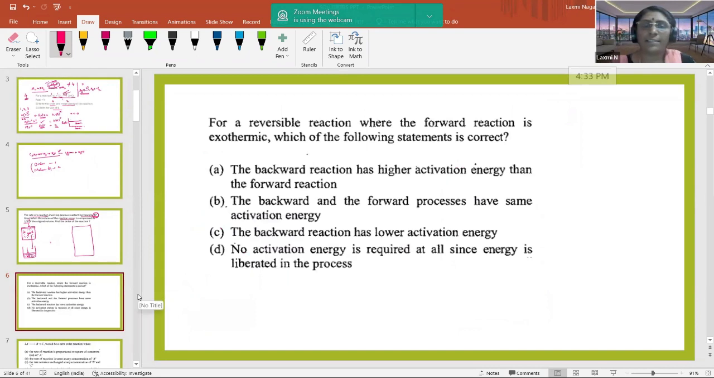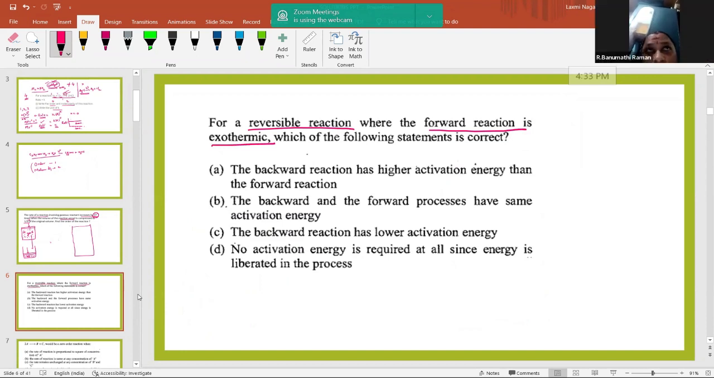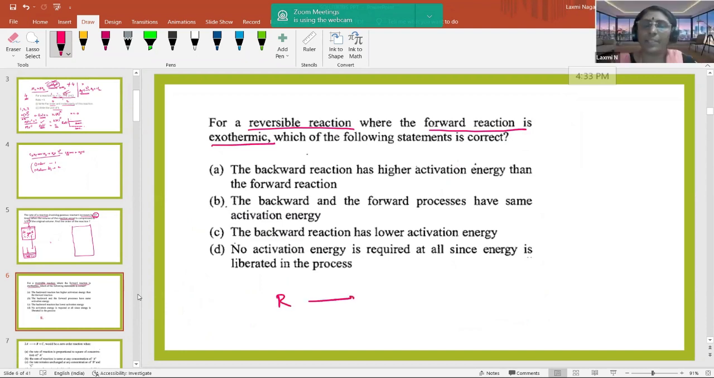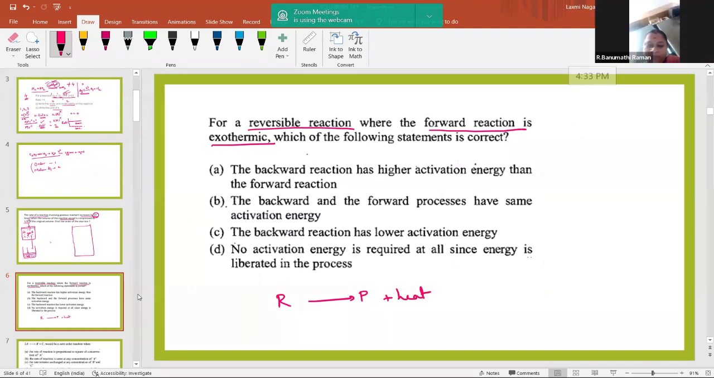Then this is one MCQ which I found interesting. I think there was one question of this sort some 3-4 years back. For a reversible reaction, where the forward reaction is exothermic, so let us say the reactant is becoming product and some heat is given out. It is exothermic. Which of the following statements is correct?